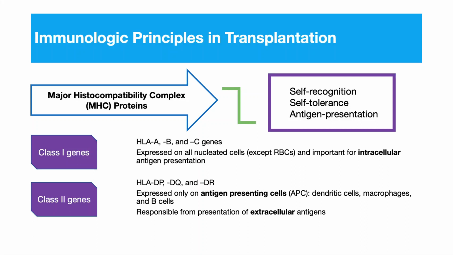There are 6 genes that are very important. There are hundreds of genes that are found on the surface, but these 6 genes play a crucial role in organ transplant. These are the class 1 genes, HLA A, B, and C, and the class 2 genes, which are HLA DP, DQ, and DR. The class 1 genes, as I mentioned, are expressed in all cells and are very important with regard to the intracellular part of antigen presentation. But class 2 genes are expressed only in APCs or antigen presenting cells, maybe mature dendritic cells, macrophages, and B cells. Okay, they are responsible for the presentation of extracellular antigens.